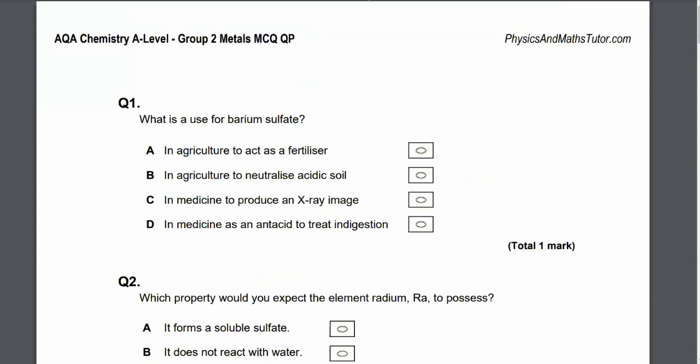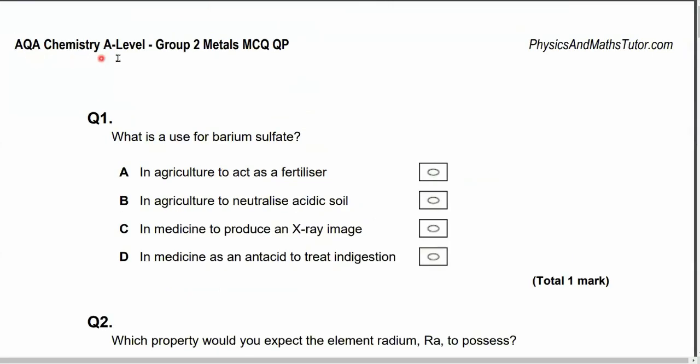So let's get into this. I highly recommend the Physics and Maths Tutor website, so you should definitely add that to your favorites. Here we go: AQA Chemistry A-Level, Group 2 Metals MCQ. Let's go. What is a use of barium sulfate?